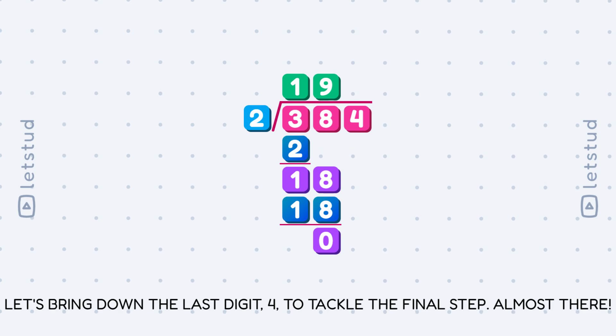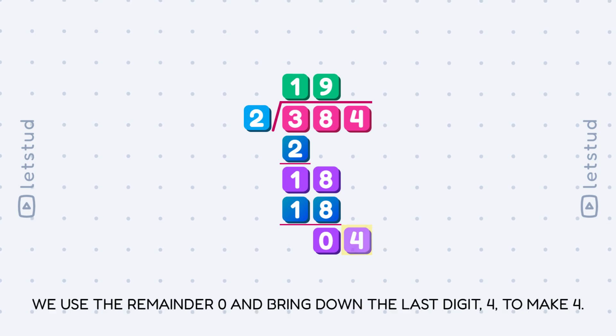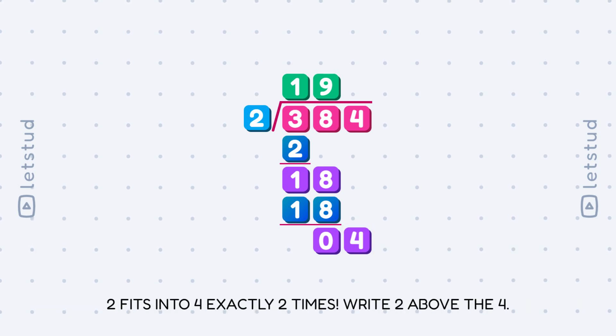Almost there. Last step, we have 4. We need to see how many times 2 goes into 4. We use the remainder 0 and bring down the last digit, 4, to make 4. 2 fits into 4 exactly 2 times. Write 2 above the 4.